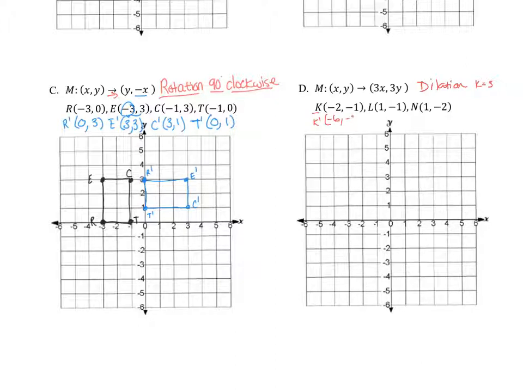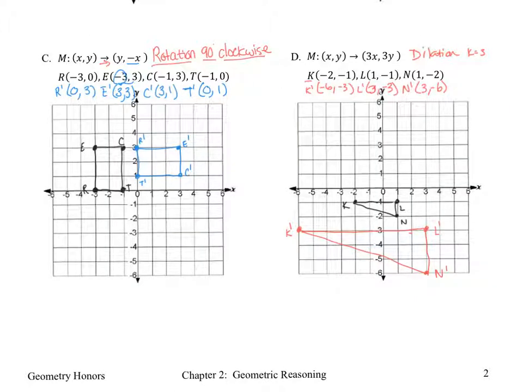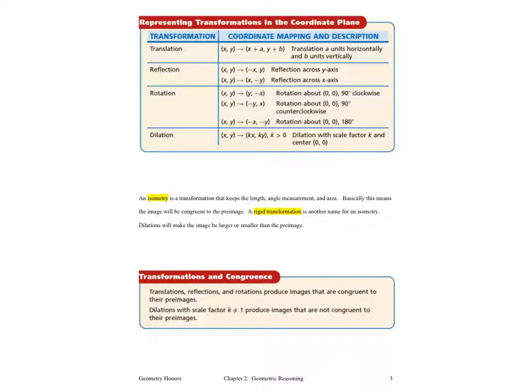So I get -6, -3, L prime, 3, -3, and N prime will be 3, -6. Let's graph this and see how it compares in size. Notice my pre-image is a lot smaller than my image.